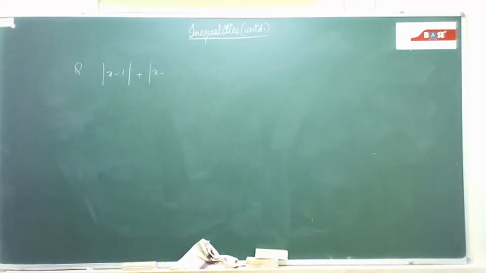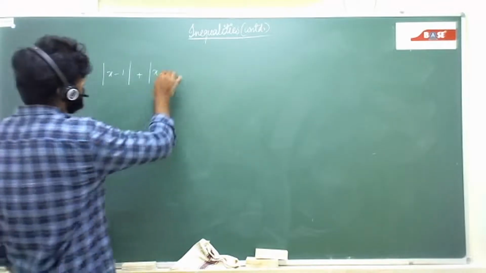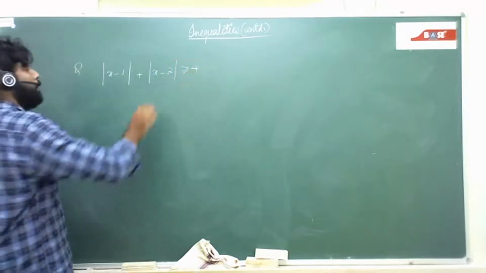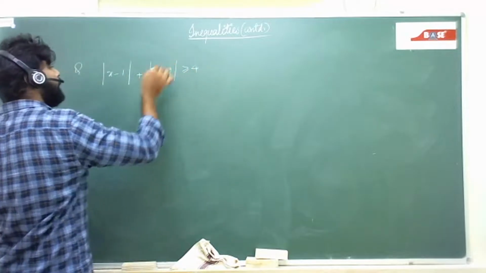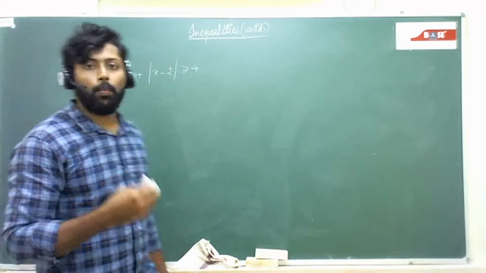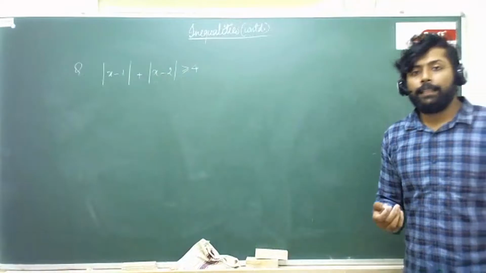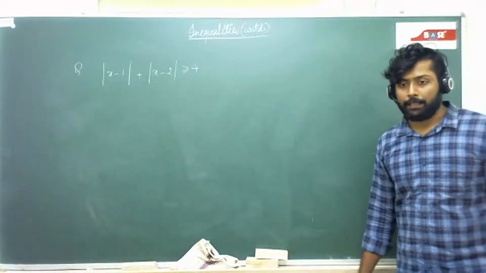Mod of x minus 1 plus mod of x minus 2 is more than or equal to 4. You need to get the skill of defining these types of cases. Here we have 2 modulus quantities. Sometimes you may find 3 and 4 also. So you have to get the skill of defining these types of cases.